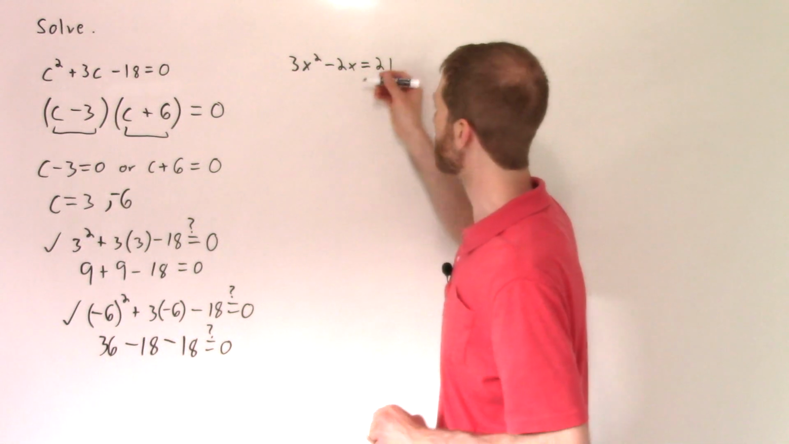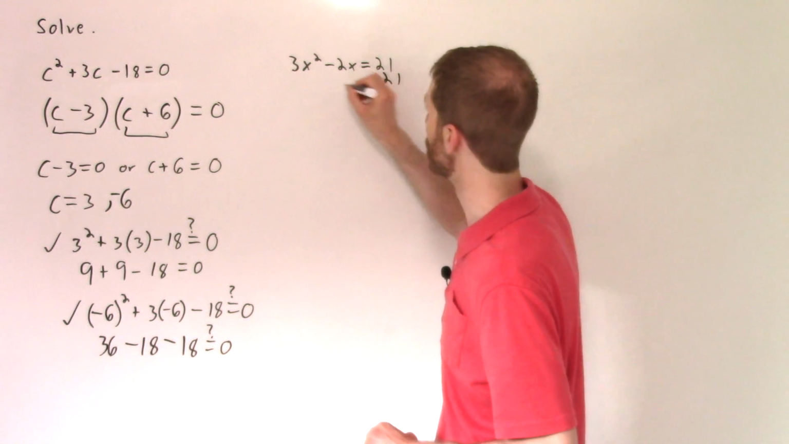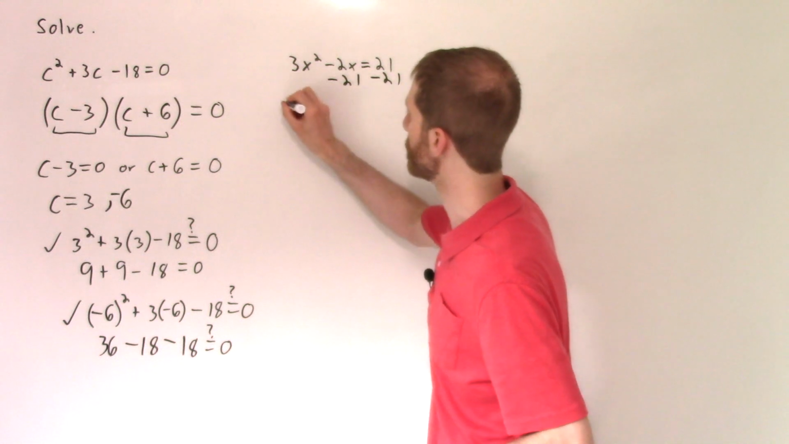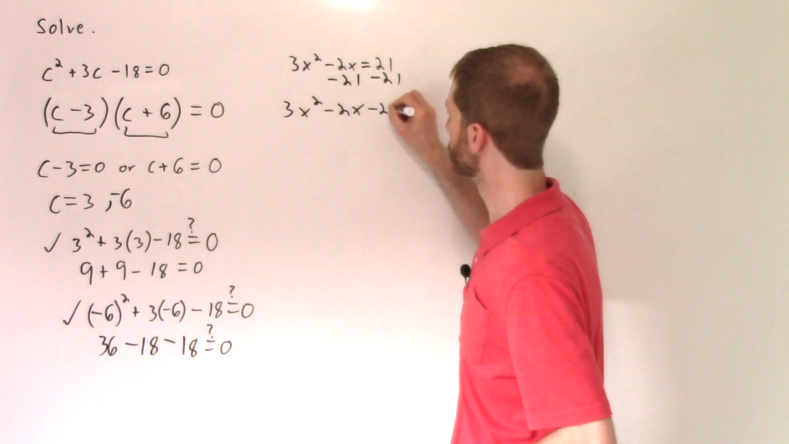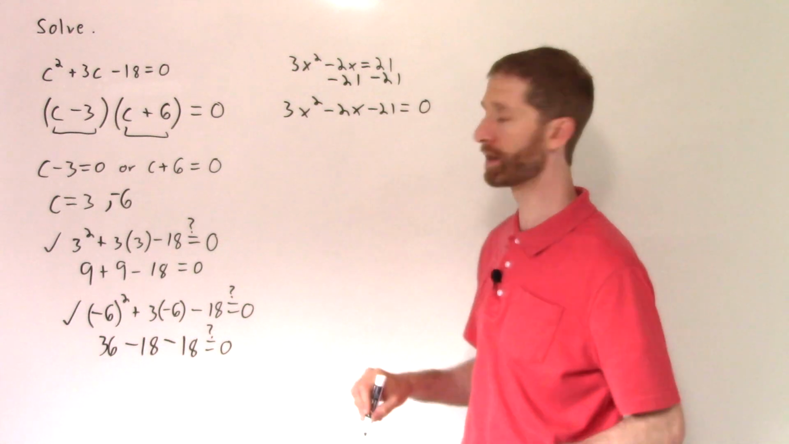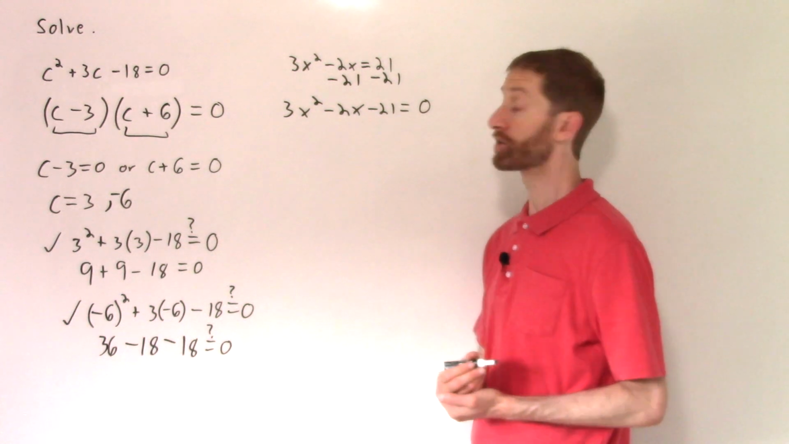All right? So I'm going to subtract 21 from both sides. That's huge. Get everything equal to 0 when you're factoring. And I'll talk more about that at the end of the video too. The 21 does not combine with any of the terms, so here we have it. So now we're going to factor this.